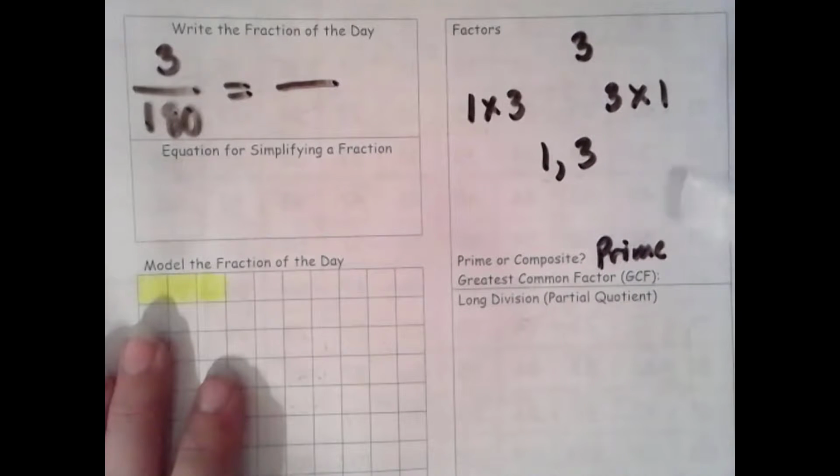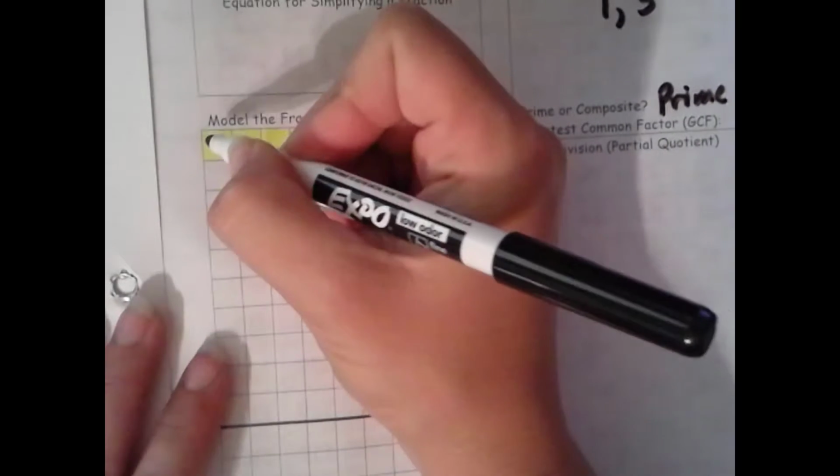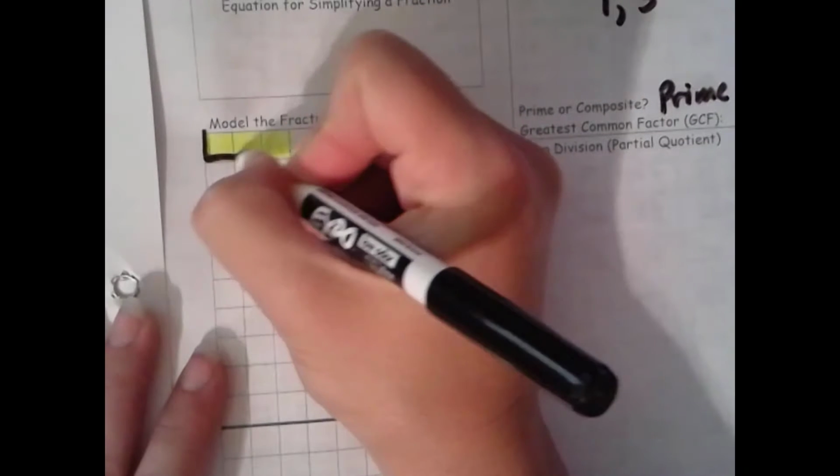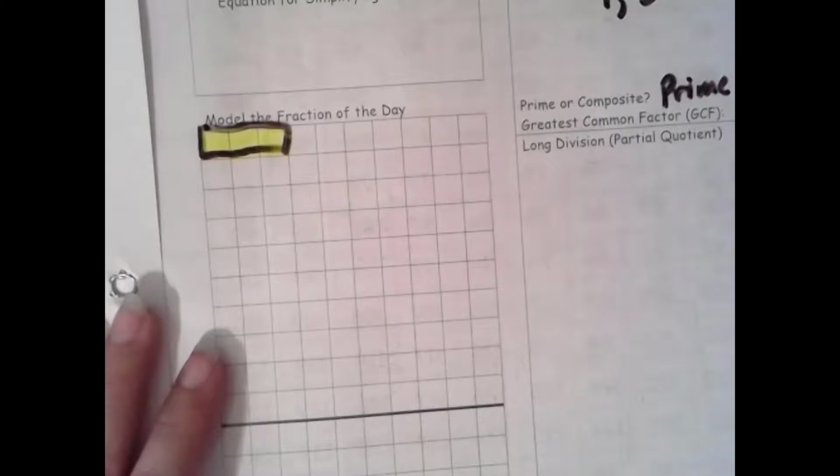Now, we're going to look for our greatest common factor. We always start with our largest factor because it makes it easier. If that doesn't work, then we keep going down till we find a common factor. So let's go ahead and make groups of 3. Remember that your shaded should all be in one group of 3.